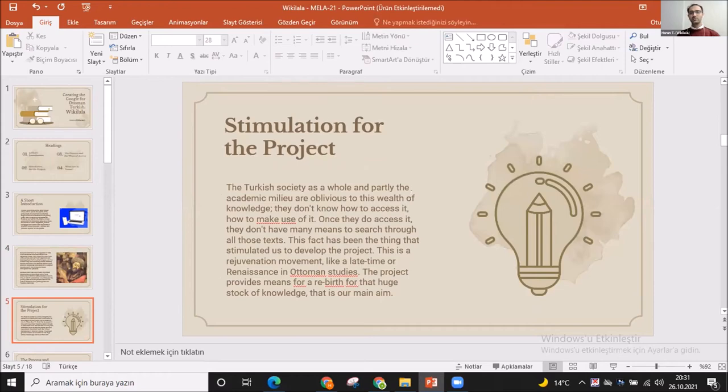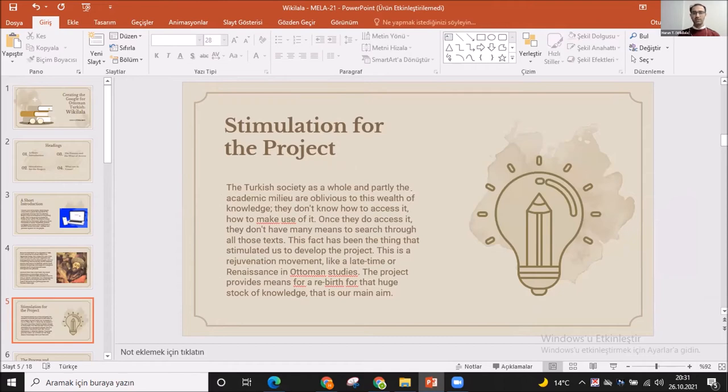The Turkish society as a whole and partly the academic milieu are oblivious to this wealth of knowledge. They don't know how to access it, how to make use of it. Once they do access it, if they can, they don't have many means to search through all those texts. This fact has been the thing that stimulated us to develop the project.